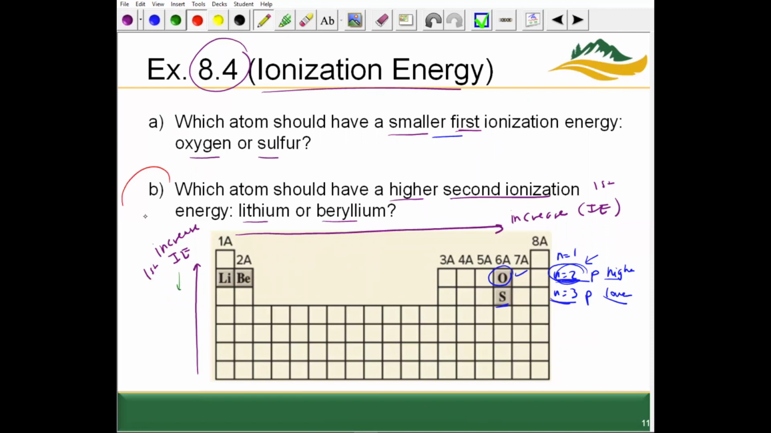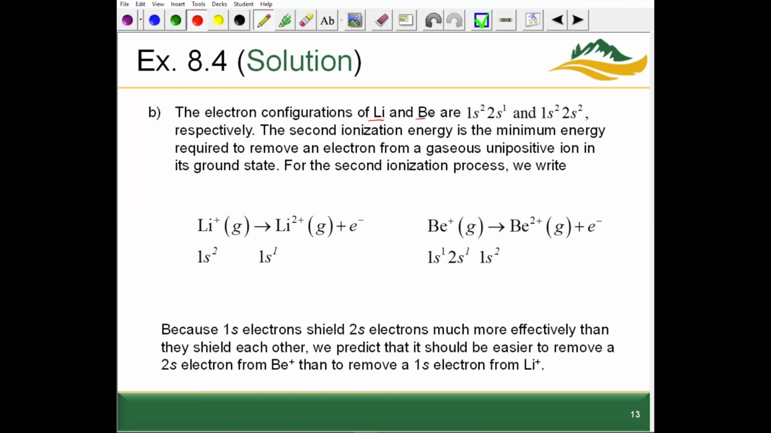So next, let's think about B, the second ionization energy, comparing lithium and beryllium. At least for the first ionization energy, beryllium will have a higher first ionization energy compared to lithium. Here we're asked about the second ionization energy though. Lithium has 3 total electrons, so that's 1s2, 2s1. Beryllium has 4 electrons, so that's 1s2, 2s2.